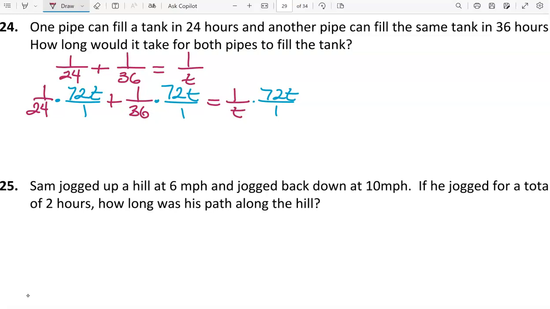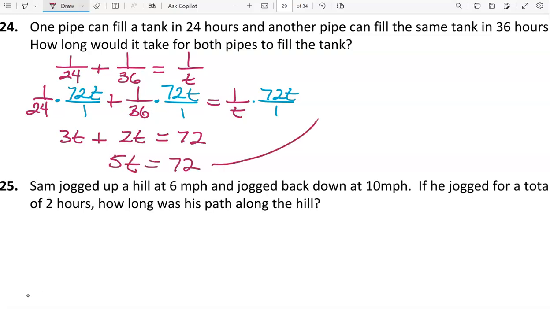Simplifying each of the multiplications, we get 3t from the first multiplication plus 2 times t for the second multiplication equals 72. That will give us 5 times t is equal to 72, and t is equal to 72 divided by 5, which is better expressed as a mixed number. 5 divides into 72 14 times with 2 leftovers, so that's 14 and 2/5.